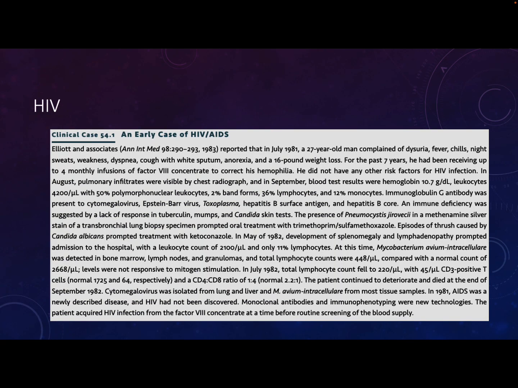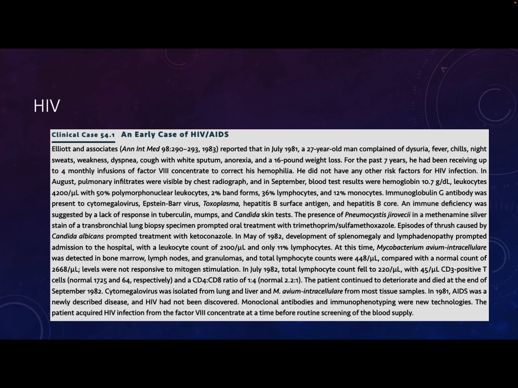Okay, so this is an early case of HIV/AIDS. In July of 1981, a 27-year-old man complained of painful urination, fever, chills, night sweats, weakness, difficulty breathing, cough with sputum, anorexia, and a 16-pound weight loss. So again, in a patient who is losing weight and is not trying to lose weight, that is of concern. For the past 7 years, he had been receiving up to 4 monthly infusions of factor VIII concentrate to correct his hemophilia. So hemophilia is a blood clotting disorder, and so hemophiliacs often required blood transfusions. They don't usually make platelets appropriately, and there are a number of genetic mechanisms behind that.